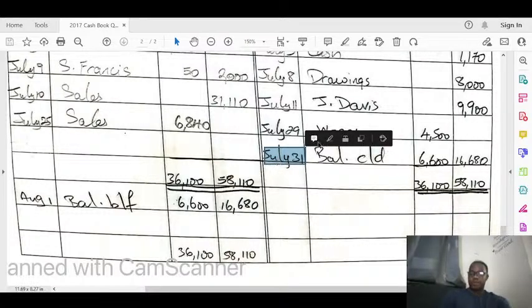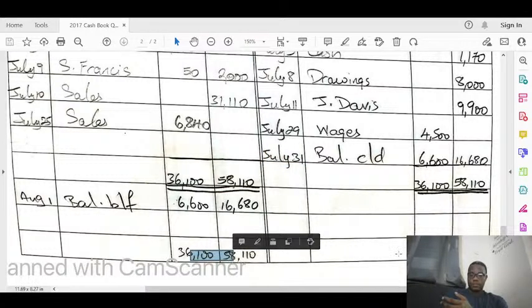So you enter the information. July 31st, balance carried down. For the cash column, it is 6,600, and for the bank column, it is 16,680. It's the difference between these figures, right? It's the difference between those two figures. All right.